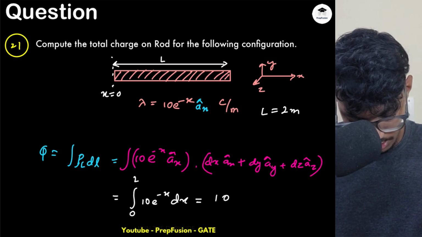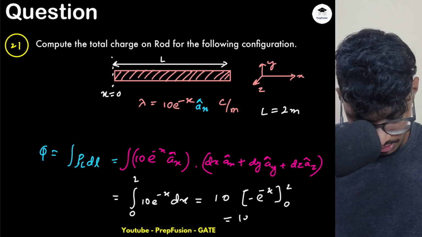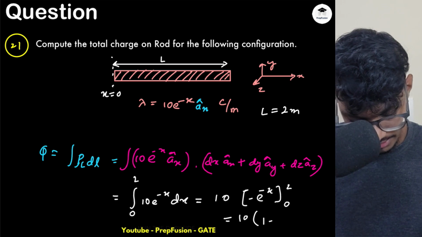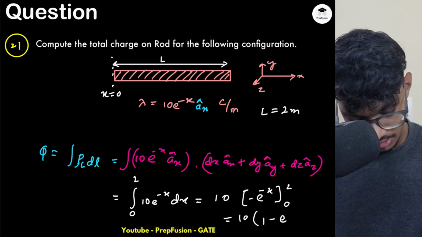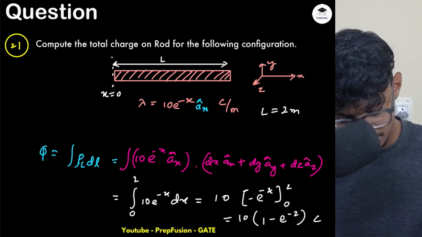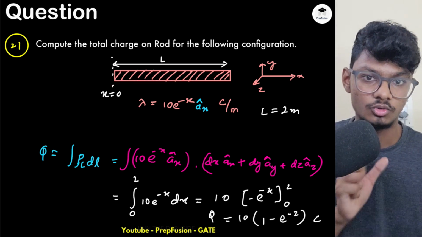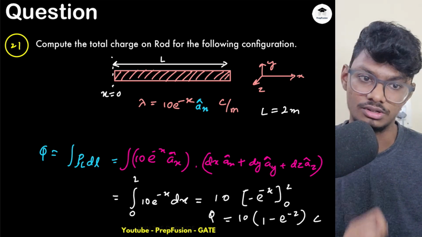So this will be minus e raised to power minus x from 0 to 2. So this will be 10 into 1 minus e raised to power minus 2. Okay, so this will be your answer. Basically this will be the total charge q present in the rod. Okay, so this is not uniform, so we have to use the generalized method.